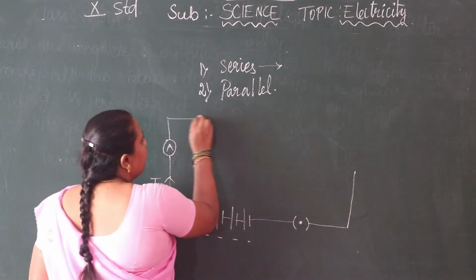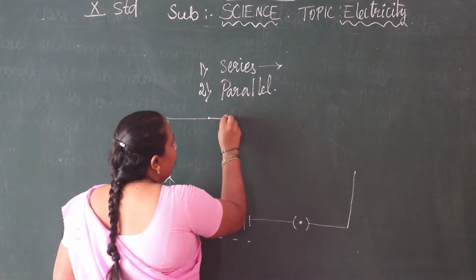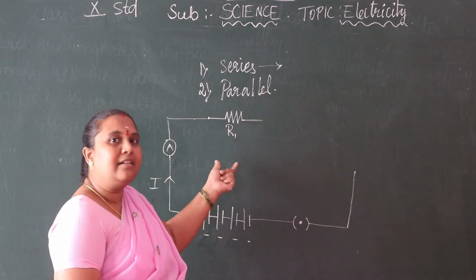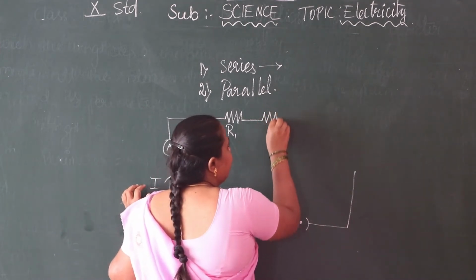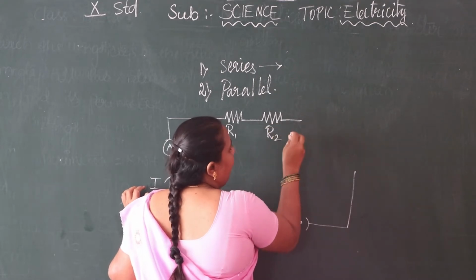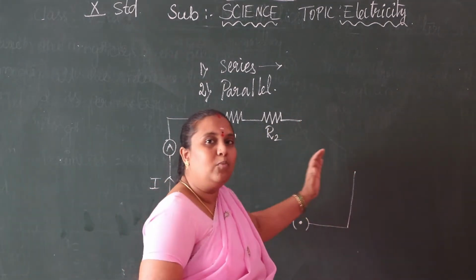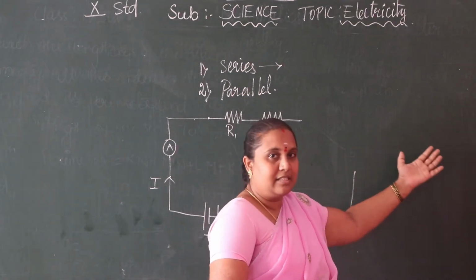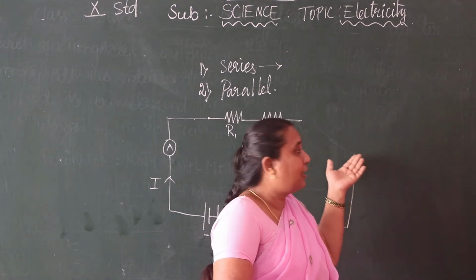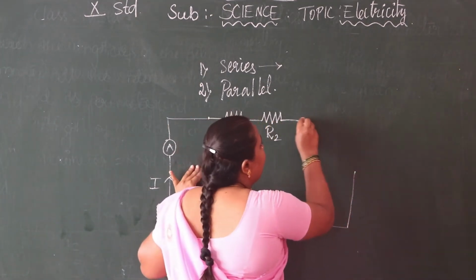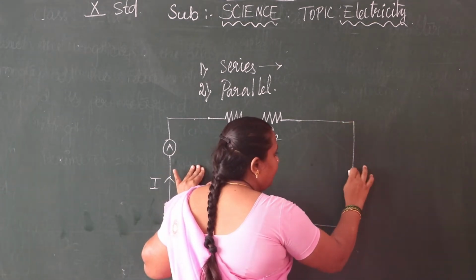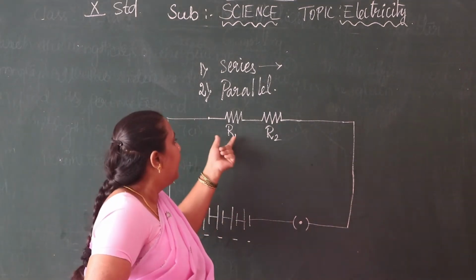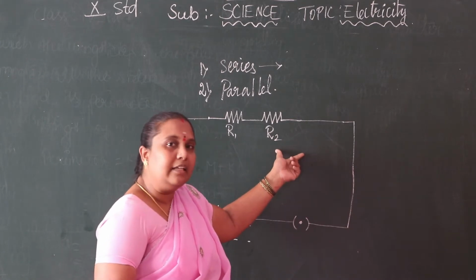Then we move on to the resistors. Here we are connecting a resistor R1. Then the second resistor we connect in series again. This is R2. Then we can connect many more resistors, R1, R2, R3, R4, R5, based on the requirement of the electric circuit. Here I connected only 2 resistors. This is an electric circuit, where I connected 2 resistors in series.